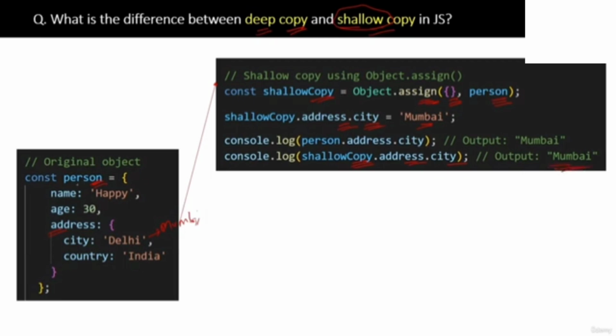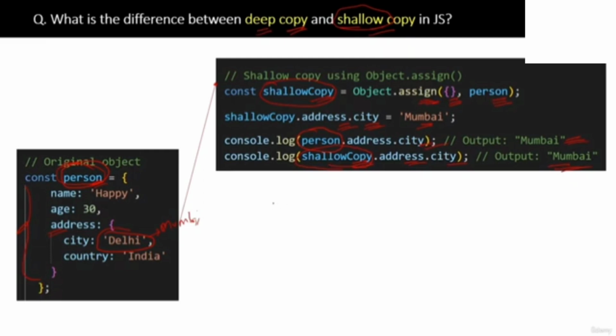But the problem is that the city of the original person object is also modified, and it is set to Mumbai, which was Delhi earlier, right? And that is not expected because we do not want to change the original object's address. We just wanted to change the property of the cloned object. So this is a shallow copy, which will have some problems with nested objects. This kind of structure will give some problems.